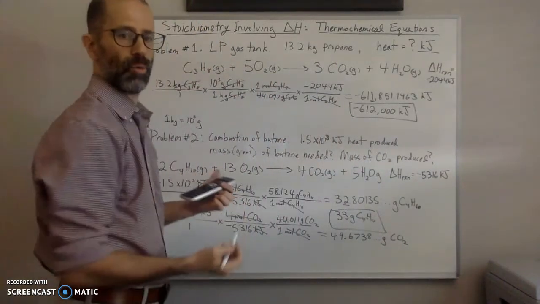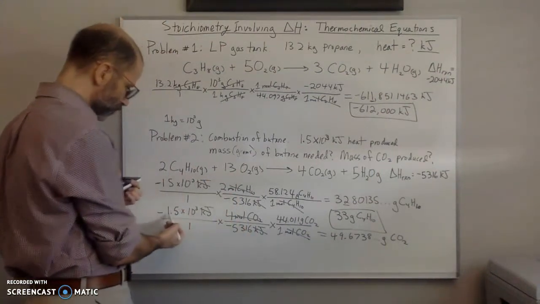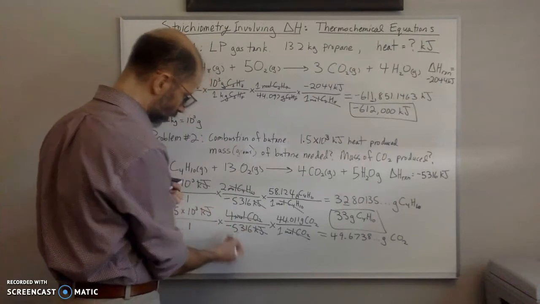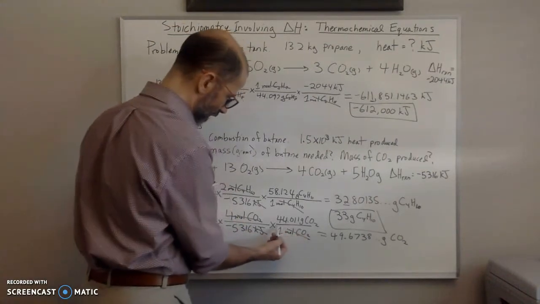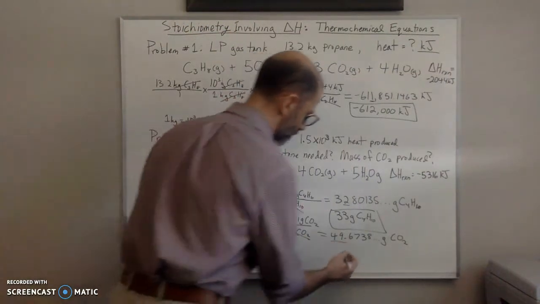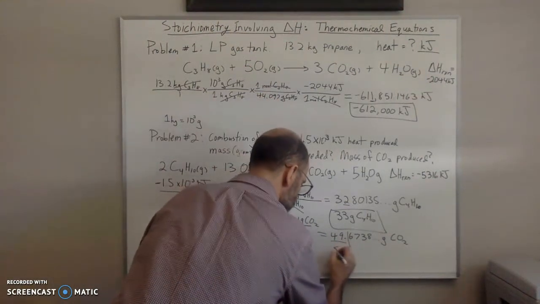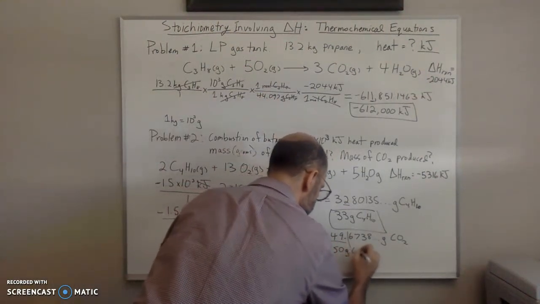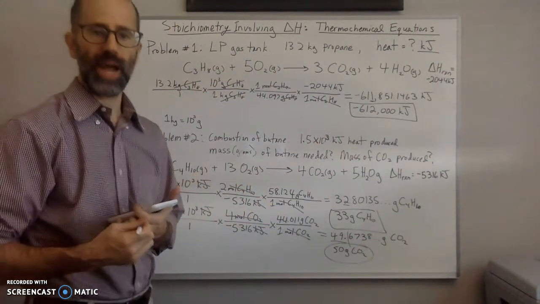And again, I've got to watch out for my sig figs. So I have 2 sig figs, I have 4. This is an exact number, 4 moles. And then I've got 5 here. So the least number is 2 again. So I'm going to have to cut it off here. So 6 is there, so I have to round this to 50. So 50 grams of carbon dioxide is produced from this reaction.